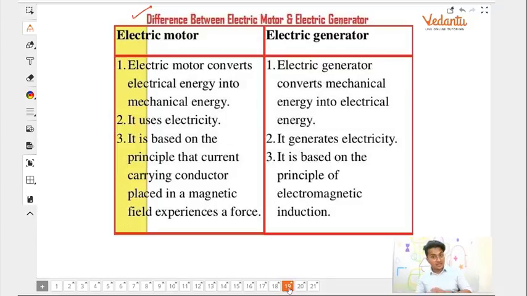But in the case of an electric generator, it's the opposite. Here we give the mechanical energy and the armature starts rotating, due to which an induced current is produced. Also, you can say it works on the law of electromagnetic induction. The DC motor consumes electricity, while the AC generator generates electricity.